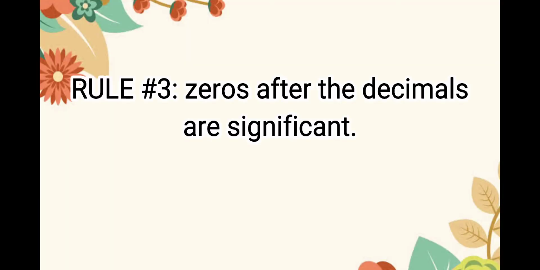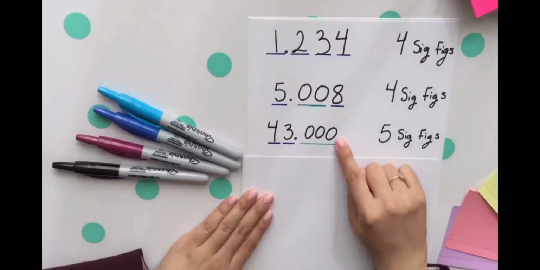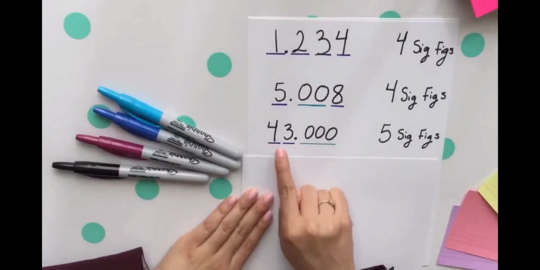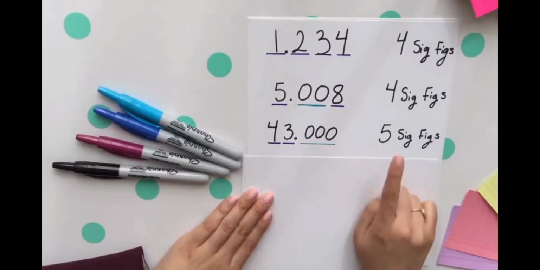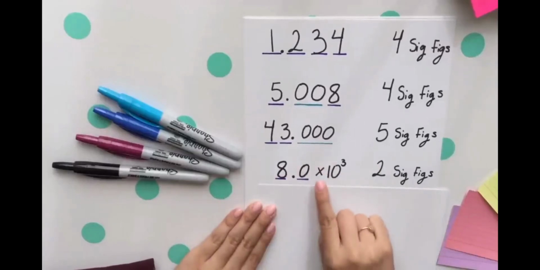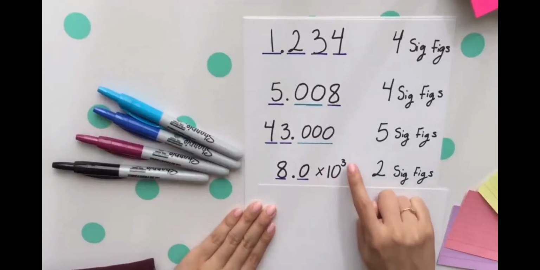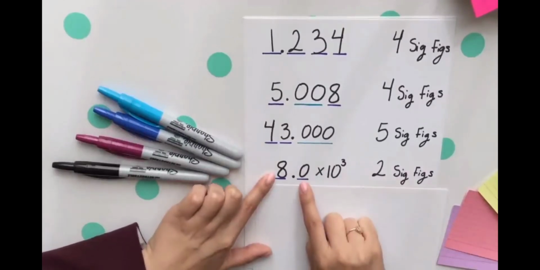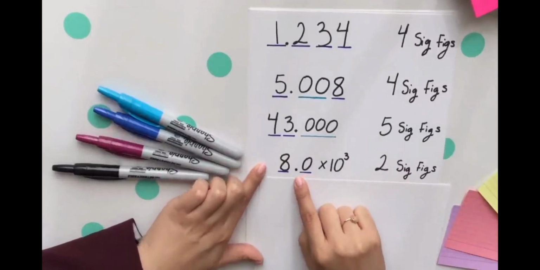Rule number 3. Zeros after the decimal are significant. These three zeros are after that decimal place, so every single one of these digits is significant. Rule number 4. Zeros and coefficients in scientific notation are significant. Notice we have our scientific notation with something being multiplied by 10 to some sort of power. This 8 and this 0 are significant.